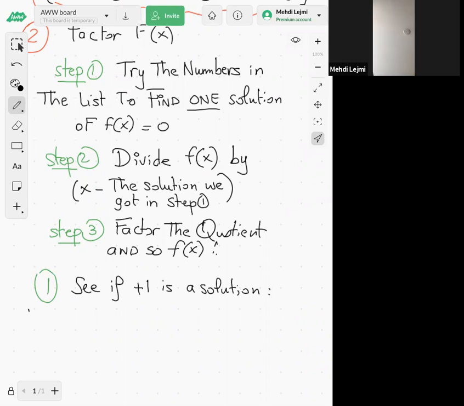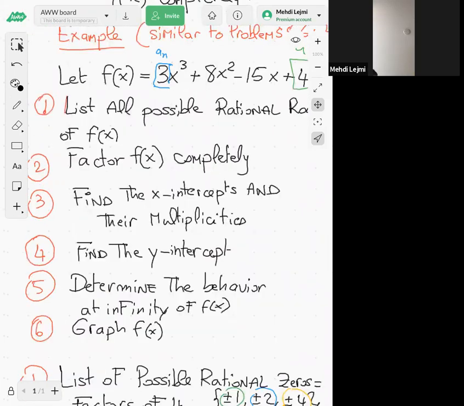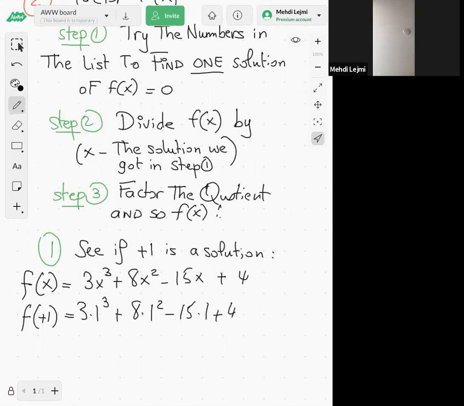So f of x, let me write it again for you. My f of x is 3x cubed plus 8x squared minus 15x plus 4. So let's try +1. That's 3 times 1 cubed plus 8 times 1 squared minus 15 times 1 plus 4. So f of +1 would be 3 plus 8 minus 15 plus 4. That's 11 minus 15, -4 plus 4, and that's 0. So I got 0, which means that 1 is a solution. It's a root.